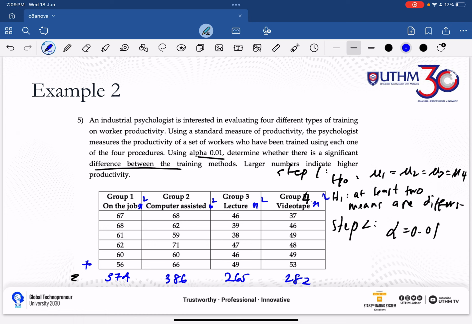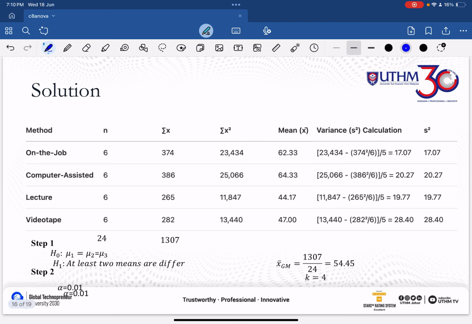Okay, so this is 4489. 68 square is 4624. Then 61 square is 3721. 62 square is 3844. And then you have what? 60 square is 3,600. And then 56 square is 3,136. So you sum up this, you get the summation of x squared is 23434.